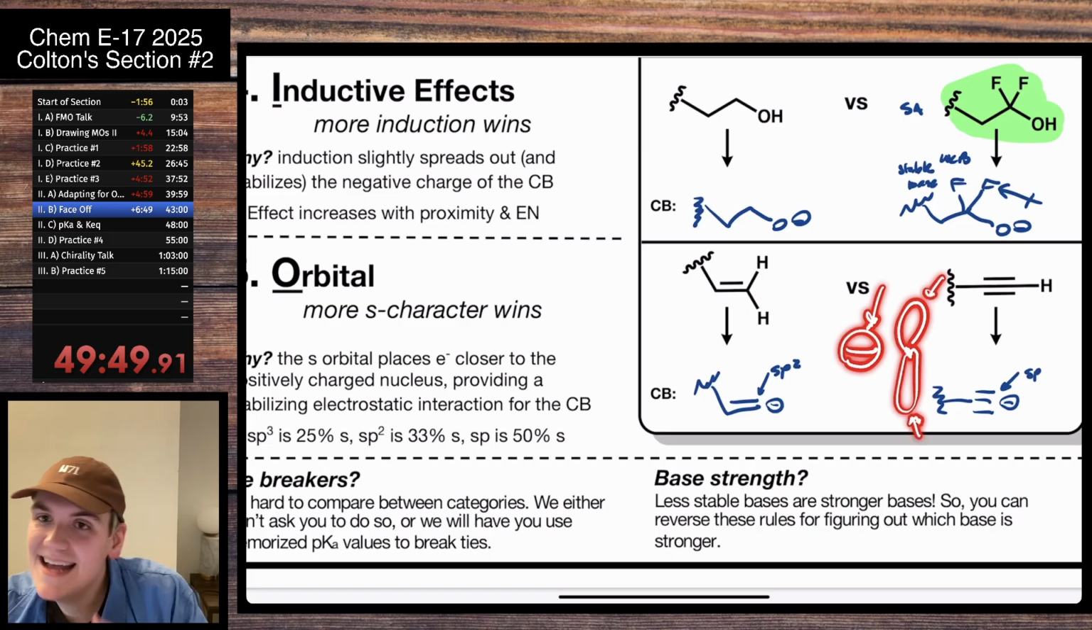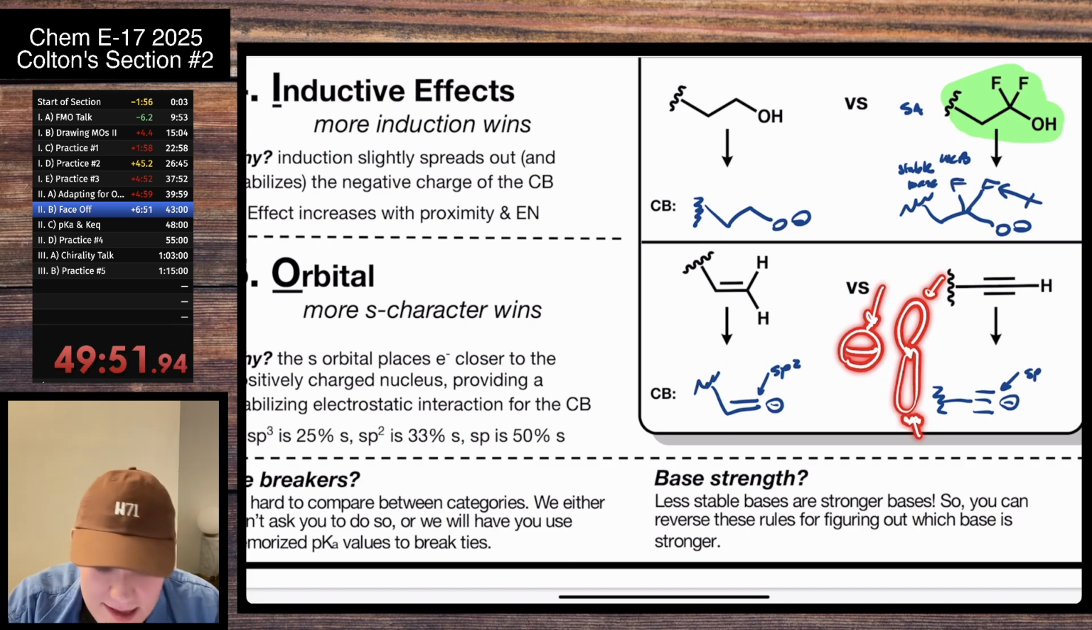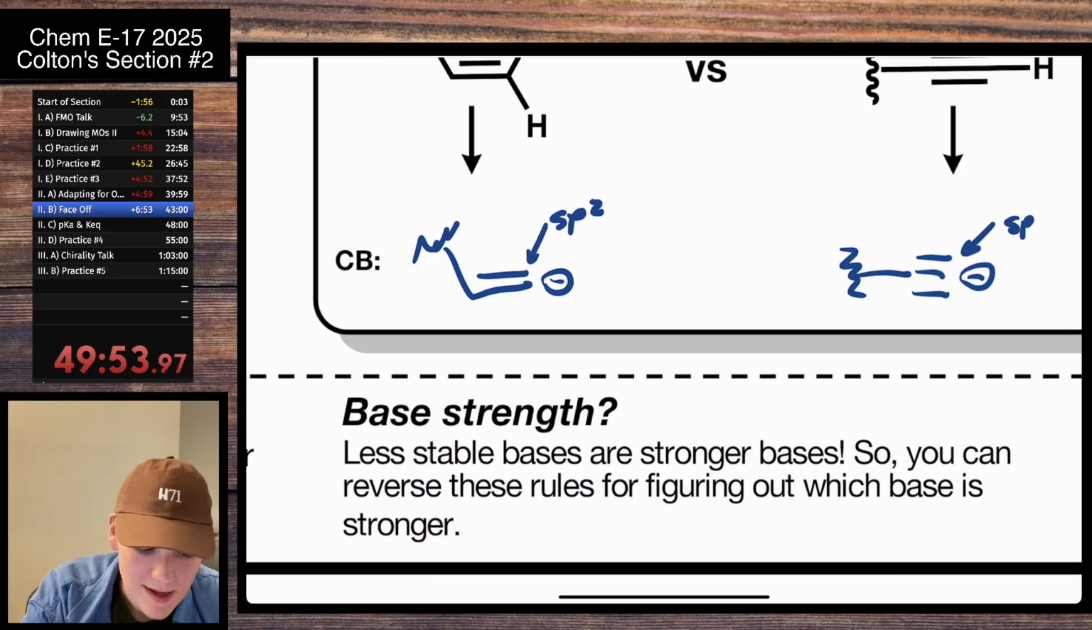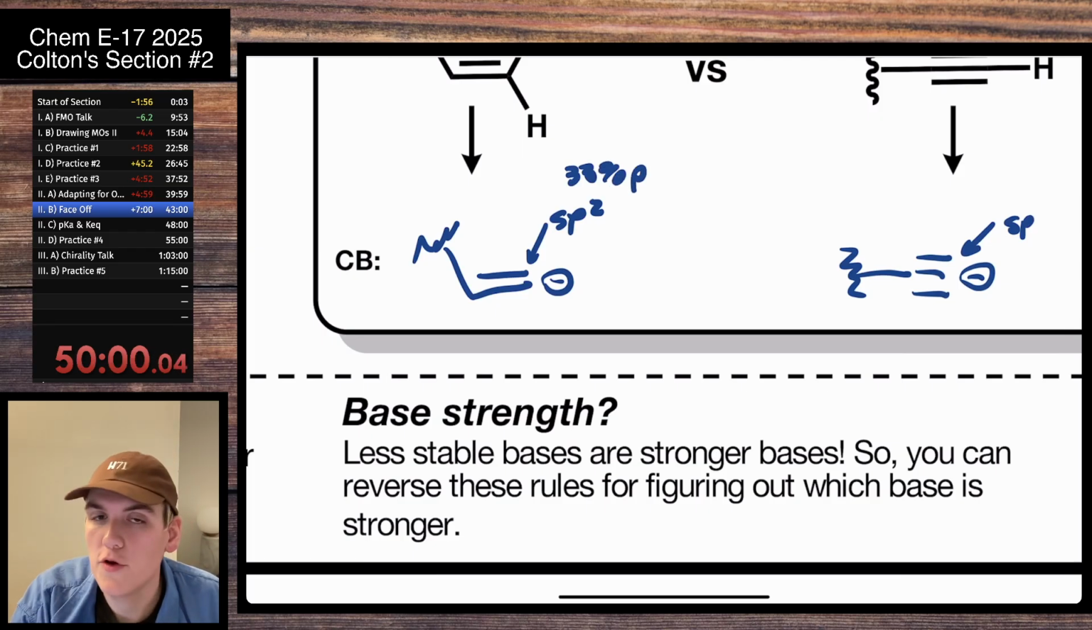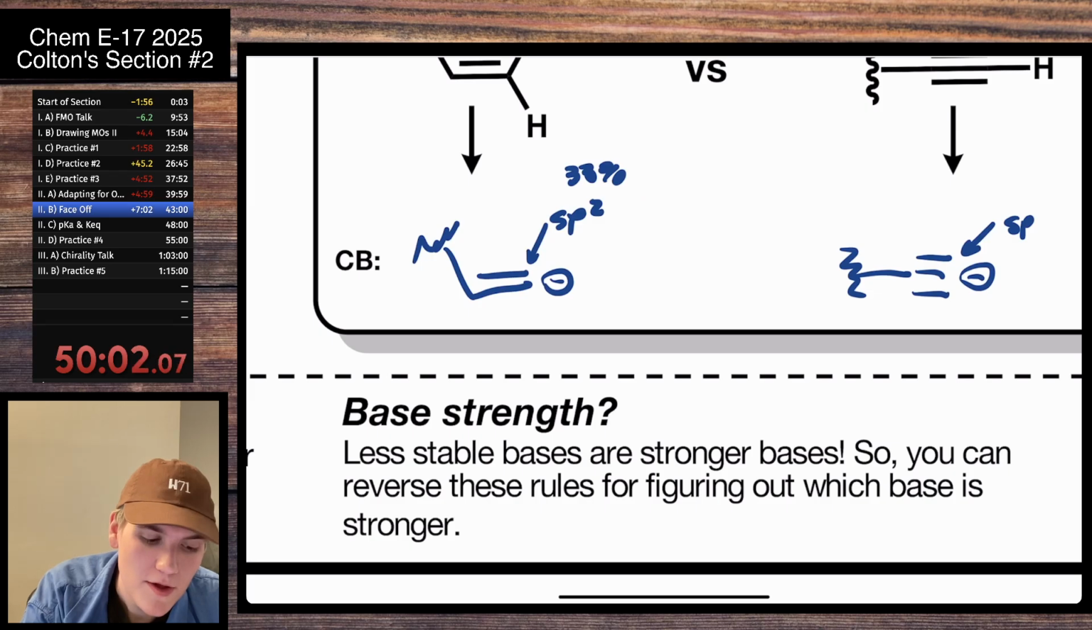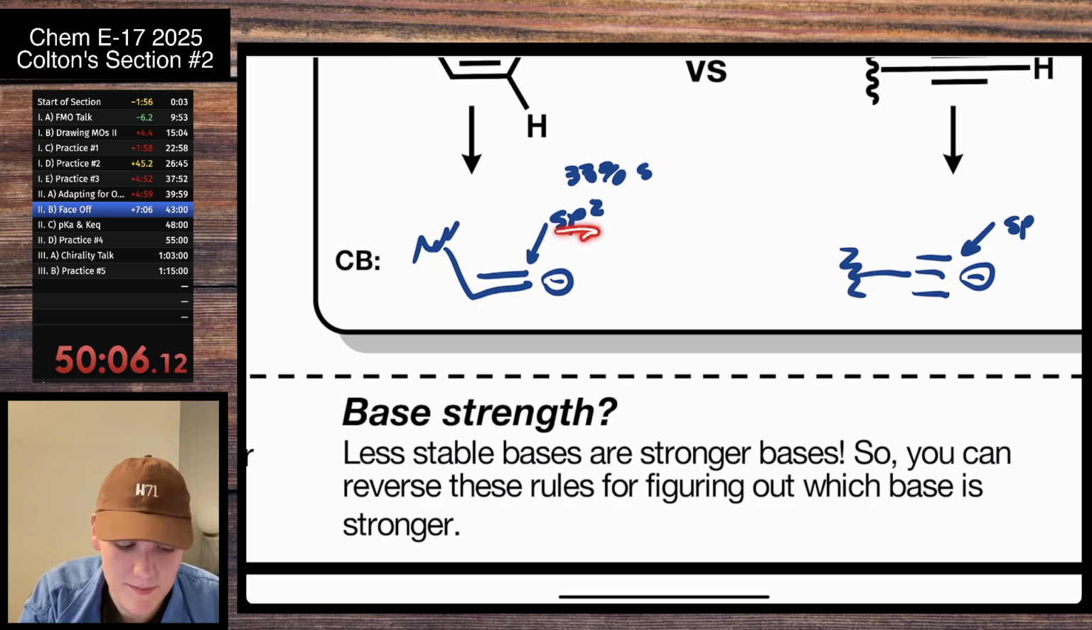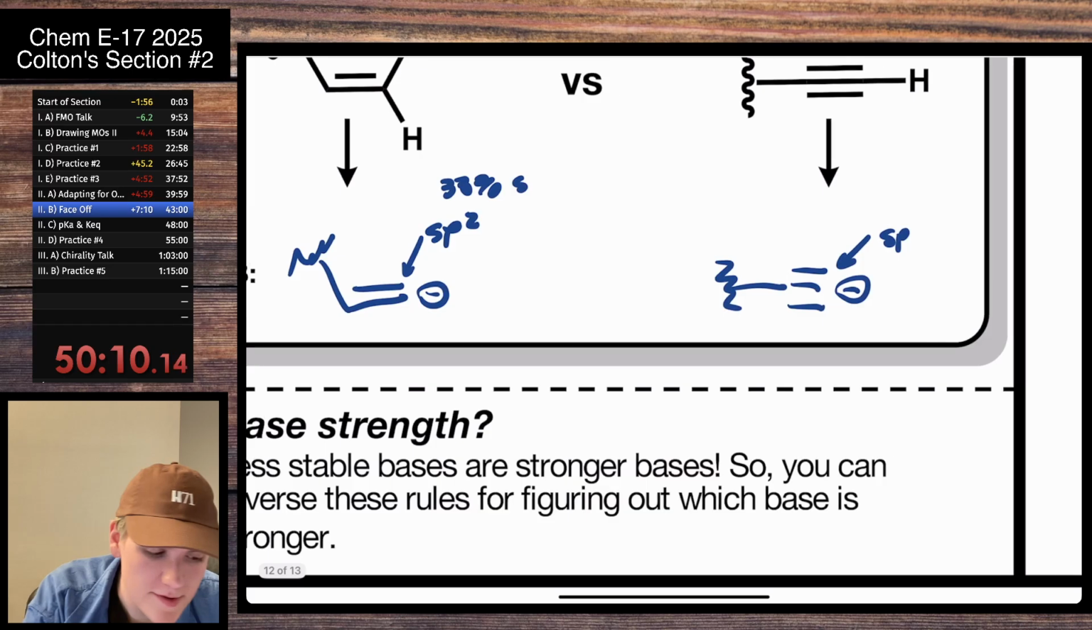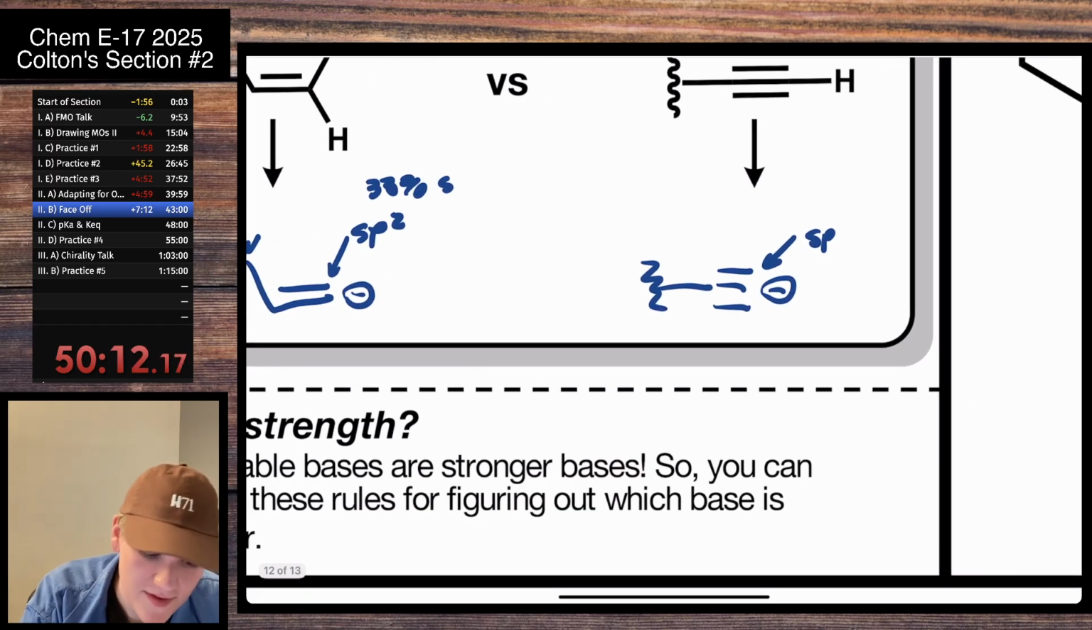And so when we say s character, if we look at something like sp2, this is 2 parts p, 1 part s. So this is 33% p, or sorry, I misspoke, 33% s. 1 of 3 parts is going to be s, the rest are p. Whereas in an sp orbital, there are only 2 parts. It's 50-50, 50% s, 50% p. So this is 50% s.